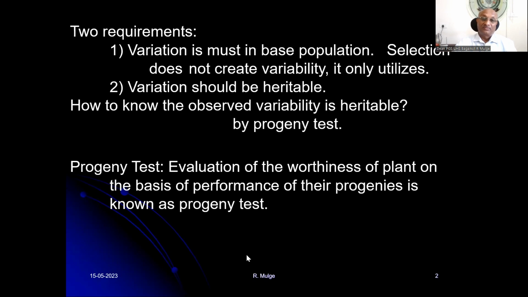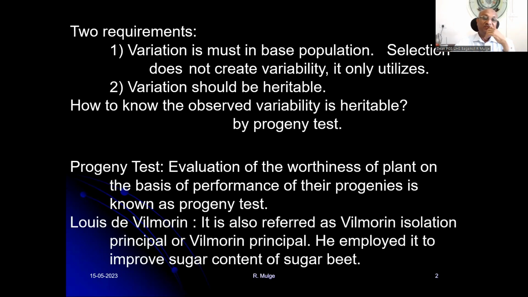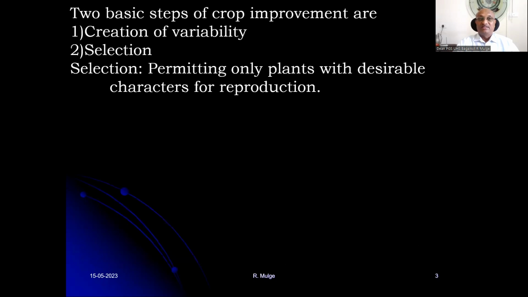You may have already been told that Louis de Vilmorin, it is also referred to as the Vilmorin isolation principle or Vilmorin principle, he postulated this. He employed it for improvement of sugar content in the sugar beet, right? So that shows how important the progeny test is. Variability should be there, and existing variability should be heritable. To know whether it is heritable or not, a progeny test is required. Okay, those are the basic requirements.